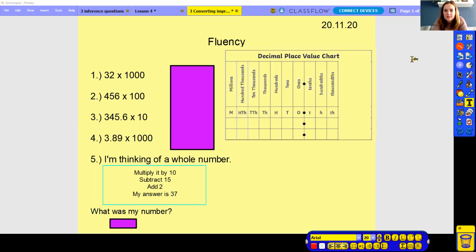So today in maths we're going to carry on with some fractions. We're going to be converting improper fractions into mixed numbers. Before we get started, as always, we've got our fluency targets on the screen.